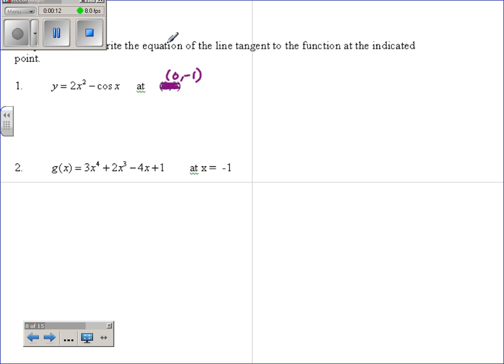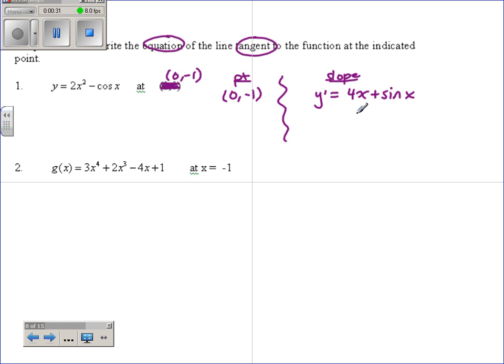So anytime it says equation and tangent line, you know the two words we write are point, slope. Our point is 0, -1. How do we find the slope? Well, we take the derivative. So the derivative is 4x. The derivative of cosine, you change the sign, and it's sine. So we're trying to evaluate the derivative at x equals 0.